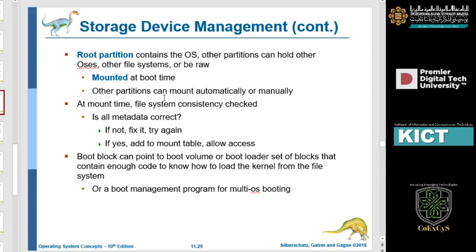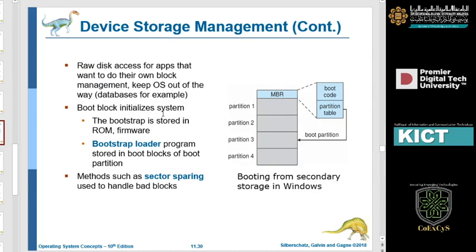During the mounting of that particular partition, file system consistencies are checked to see whether the tables for the partitions are correct. If you look into a raw disk, the disk would have a couple of partitions. One disk can have about 4 partitions.